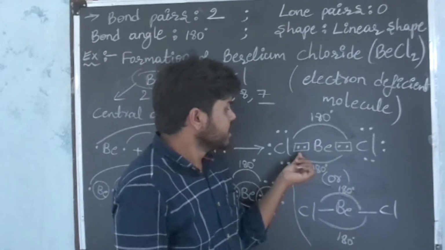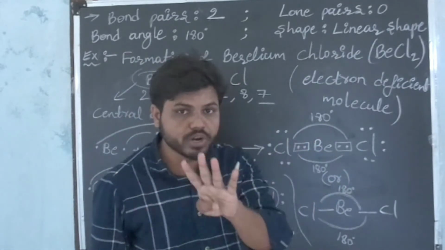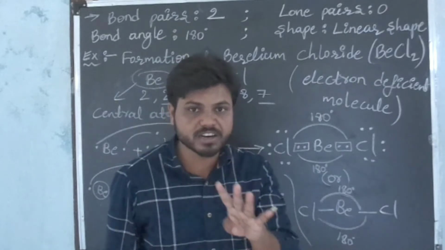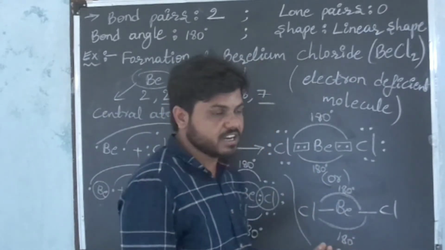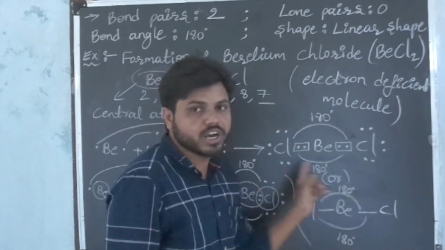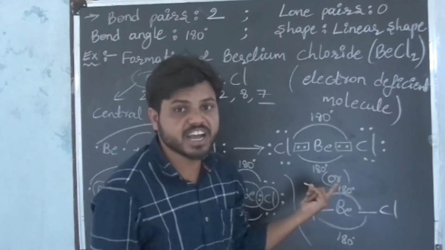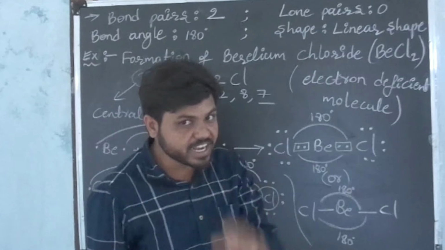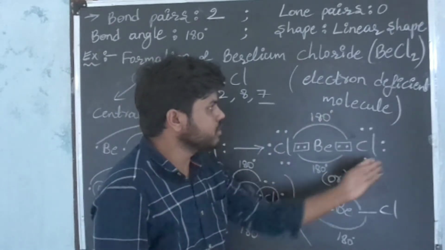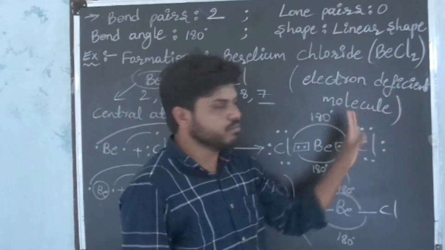See, the beryllium is possessing only 4 electrons. It is not possessing 8 electrons. That's why this beryllium chloride molecule is called an electron deficient molecule. The central atom of the molecule is not possessing 8 electrons. That's why this molecule is called an electron deficient molecule.